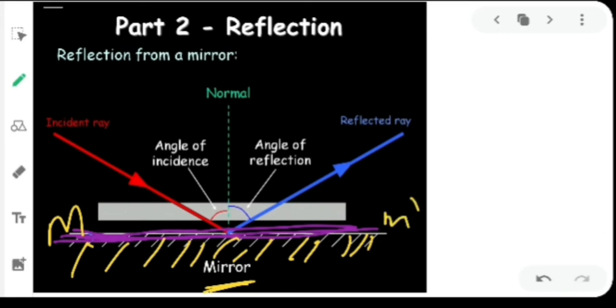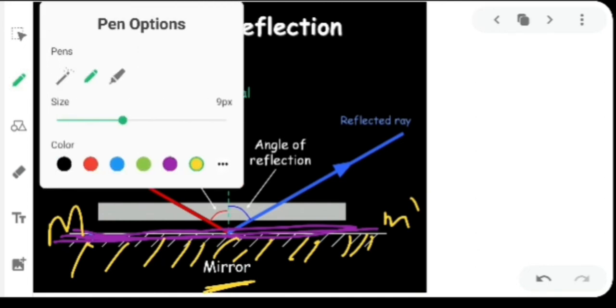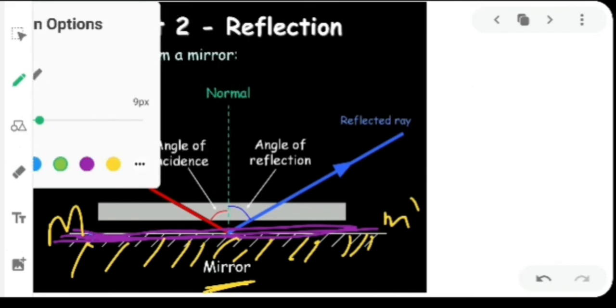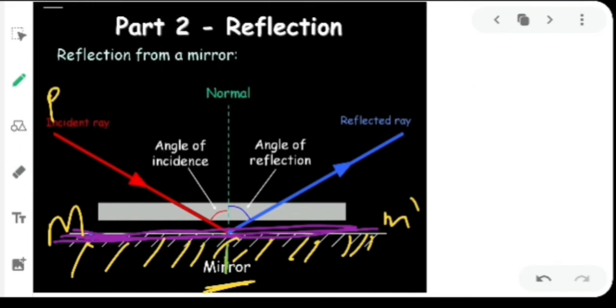It is fixed horizontally. So when a light ray, suppose an incident ray, a light ray PN, falls on it, you can see it now. A light ray PN is striking the mirror. This striking ray is known as the incident ray.